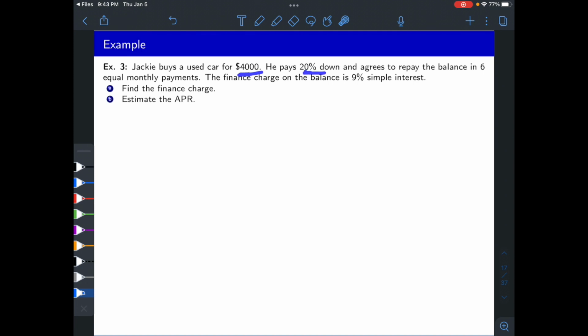First thing that happens is he wants to put 20% down on this $4,000. And then he's going to repay the balance in 6 equal monthly payments. These equal monthly payments aren't going to include the down payment, so we have to get rid of the down payment first. The down payment, 20% of $4,000, is just $800. So $4,000 minus the $800 down, Jackie owes $3,200 at this point.